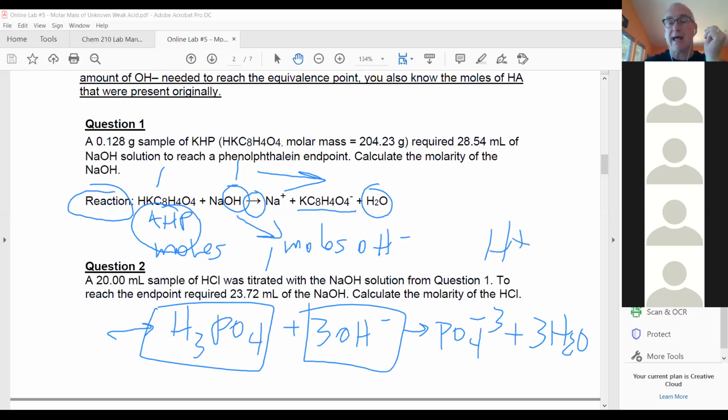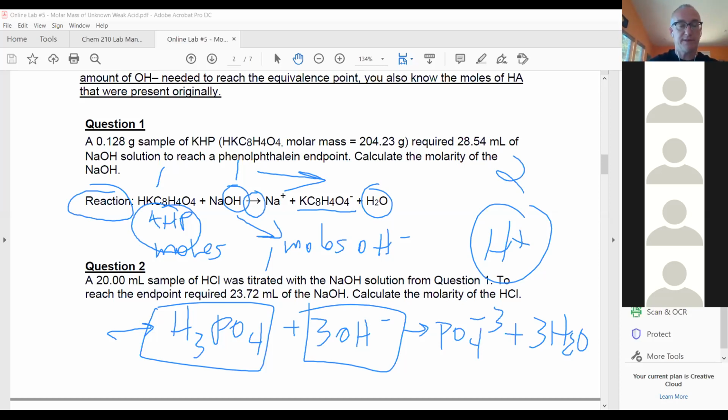So a monoprotic acid loses 1 proton. A diprotic acid loses how many? 2. And a triprotic acid loses 3, and a tetraprotic acid loses 4. There's not too many of those, but there's a couple. But in this instance, we see it's a 1-to-1 ratio. That tells us it's monoprotic.